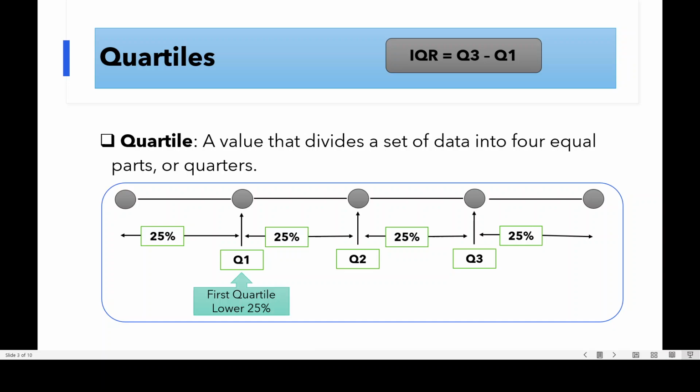Here, Q1 is called the first quartile or lower 25% data. Q2 is the median value of the data set. Q3 or third quartile is also called upper 25% data, because 25% of the data are above this value. Q1 is the median value in the lower half of the data set, whereas Q3 is the median value in the upper half.